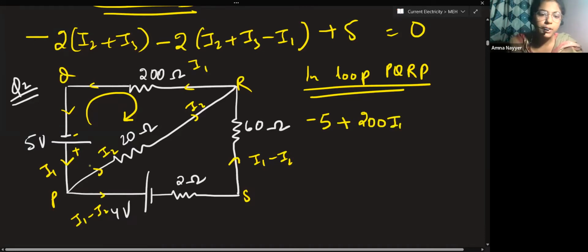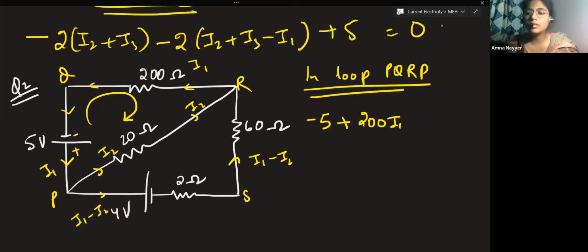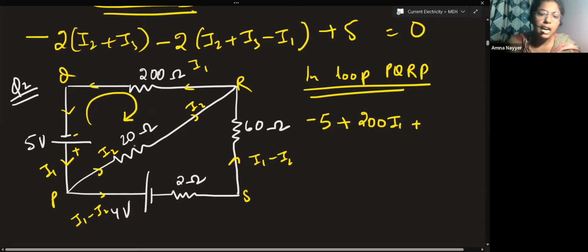Now, last branch is left. Are we moving towards current or opposite? Similar, in this branch also we are moving opposite. So this will be plus, and current is I2, resistance is 20, so this becomes 20 I2 is equal to 0. This is your first equation.